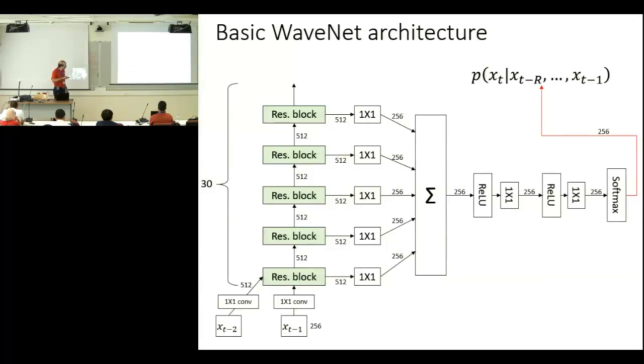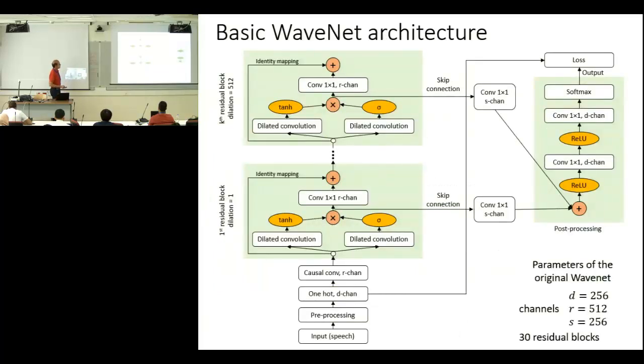So we get all of them, we sum them, or we may even multiply with a matrix, and then we pass through a postnet. The purpose of the postnet is to change this output a little bit so as to resemble more a probability distribution. And then the final softmax gives the prediction of the sample xt given all the previous samples up to the receptive field of the network.